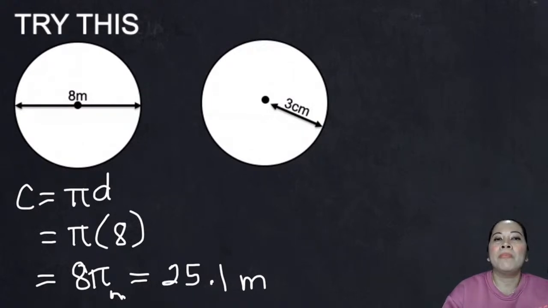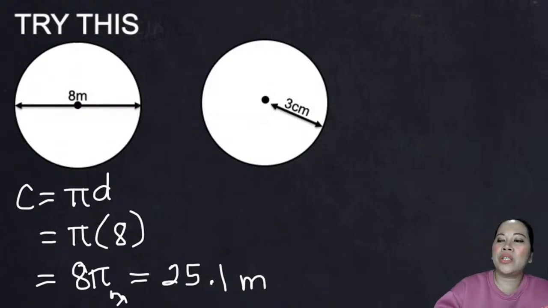If it says find the exact circumference of a circle, then you leave it as a pi. You don't solve it. But if you are asked find the circumference of a circle in 2 decimal places, or in 2 significant figure or 3 significant figure, then you have to press your calculator, or you multiply it with the equivalent value of your pi.